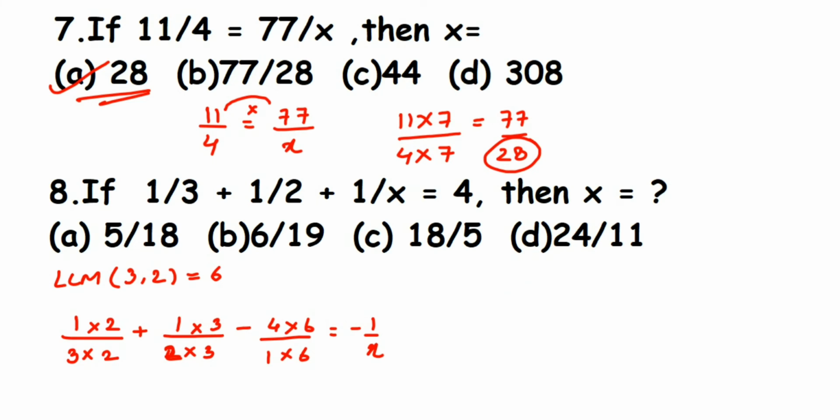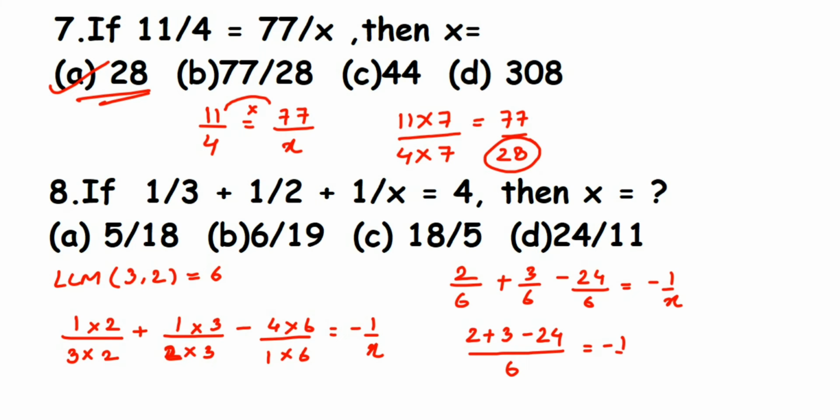Now let's multiply them. So 1 2s are 2, so 2 by 6. Plus 1 3s is 3, so 3 by 6. Minus 6 4s is 24, so 24 by 6 is equal to minus 1 by x. Now the denominators are the same, so we can add and subtract the numerators. So it will become 2 plus 3 minus 24 by 6 is equal to minus 1 by x.